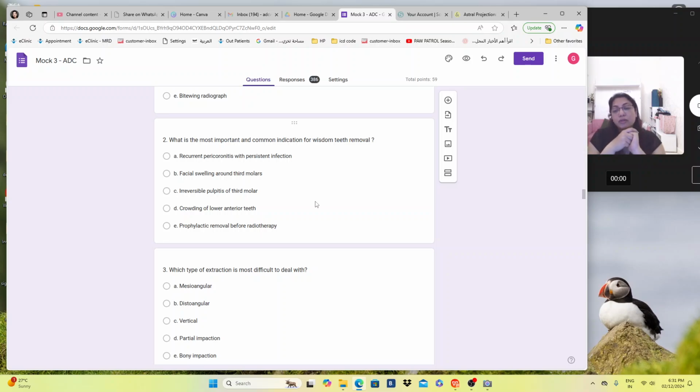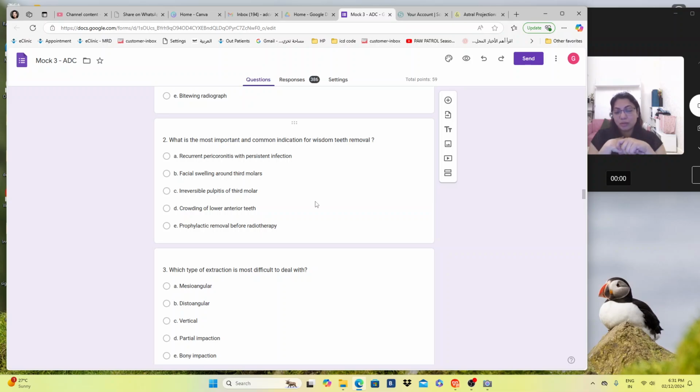Irreversible pulpitis of the third molar is due to caries, and not always is that an indication. Sometimes these teeth are absolutely straight, with a lot of space, it's just caries, and you can do an RCT. So that's not a common indication. Crowding of lower anterior teeth, well, it's recommended by orthodontists to extract, but again, that's not a common indication.